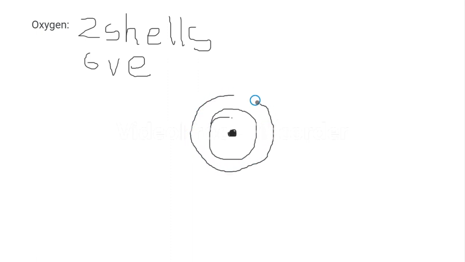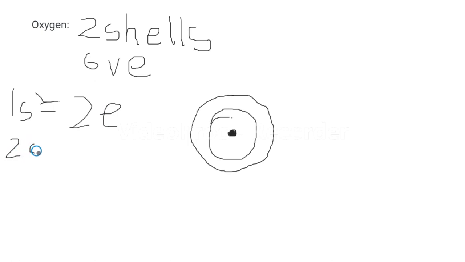So let's make the atom. First we will draw the nucleus of the atom. And then we will draw the first shell. And then we will draw the second shell. Before I start making the atom, I want to tell you that the first shell has the maximum capacity of 2 electrons.